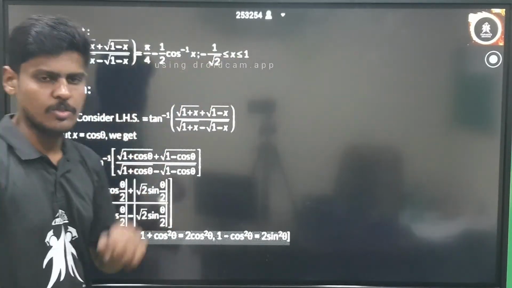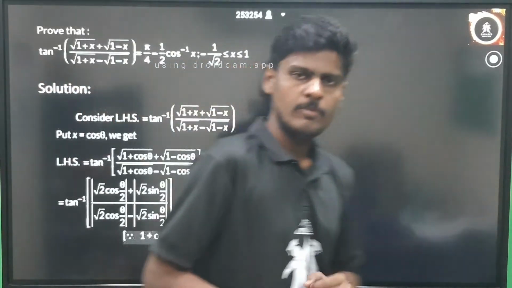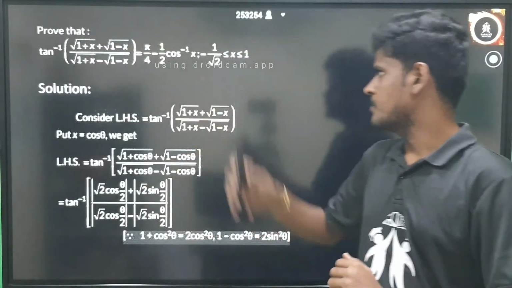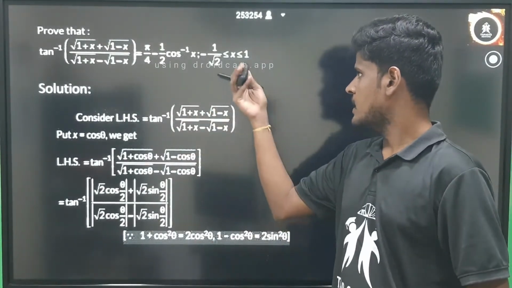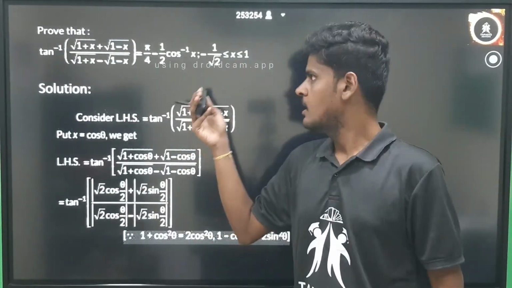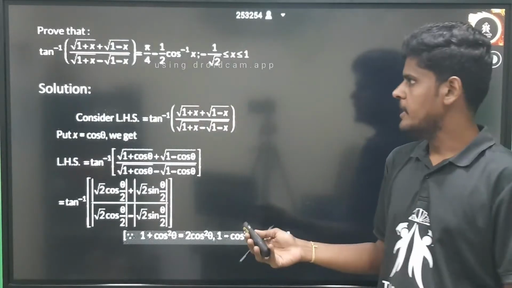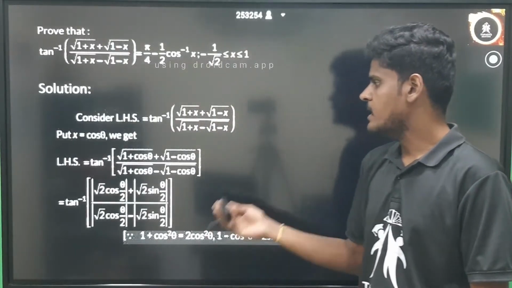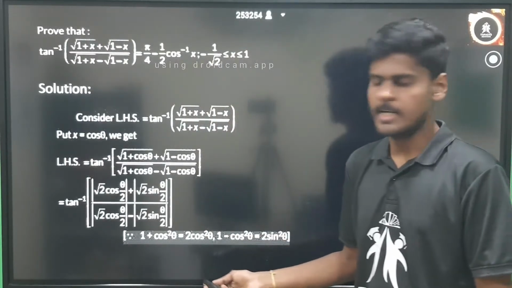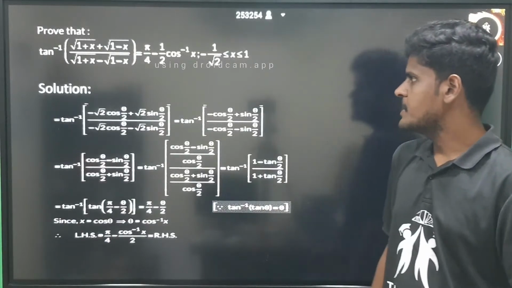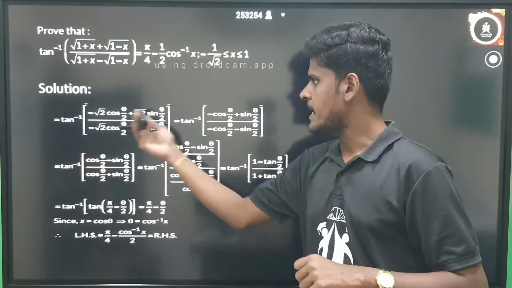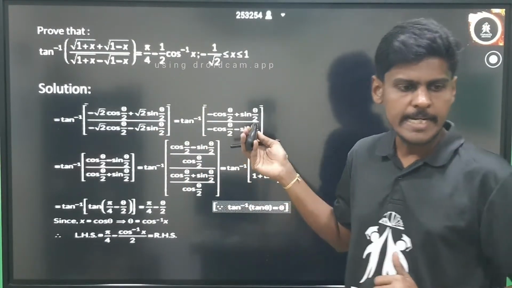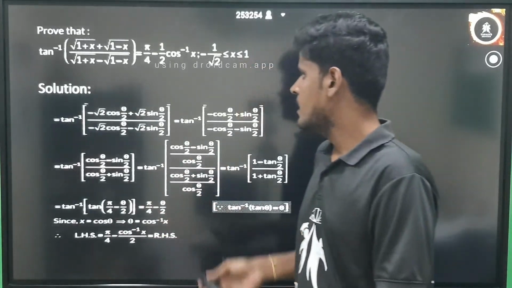Minus 1 by root 2 to 1. So what is theta from this? Cos 0 is 1 and cos 135 is minus 1 by root 2. So the angle is between 0 to 135. That means in this region, what will be the sin as well as cos value? Sin is positive in this quadrant.